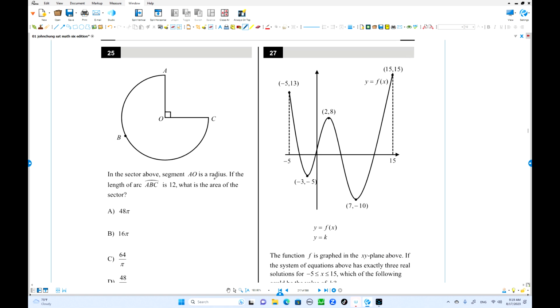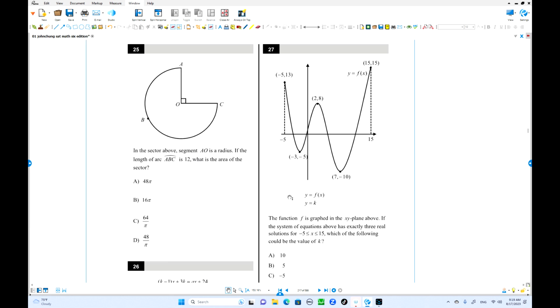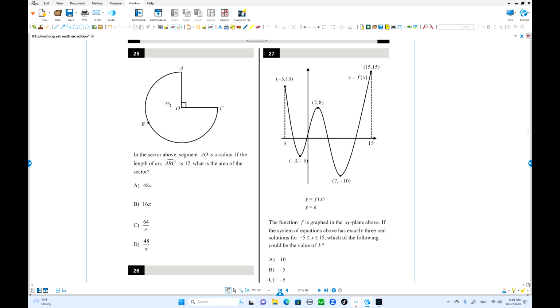The number 25. The length of arc ABC. This is a major arc 12. This is for 270 degrees at 12. Maybe you can divide by 3. Each one has a 4, right? So this is also 4. Circumference actually 16. So we're going to find the area of these sectors.